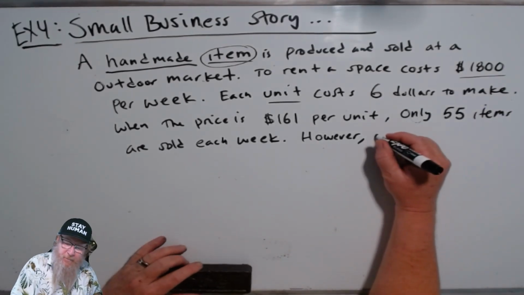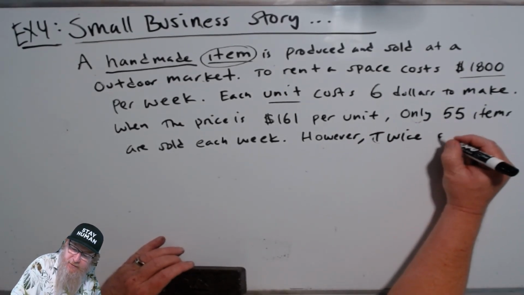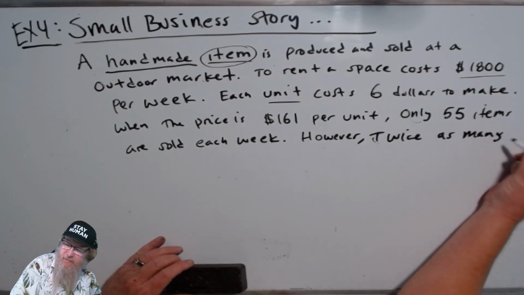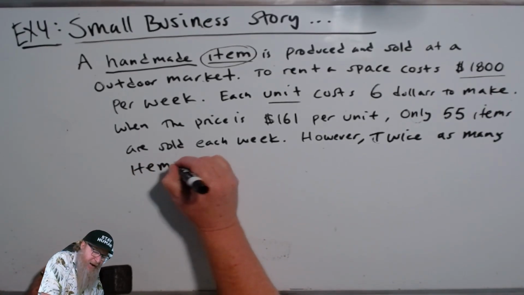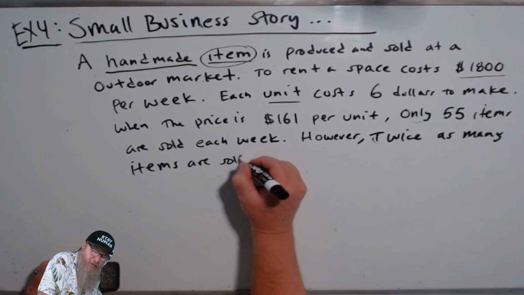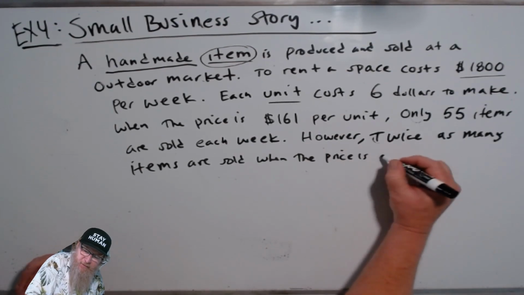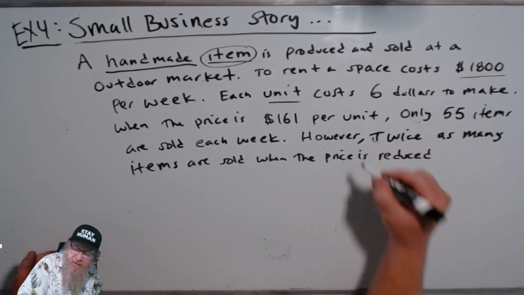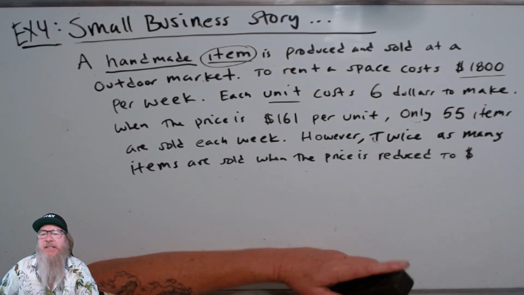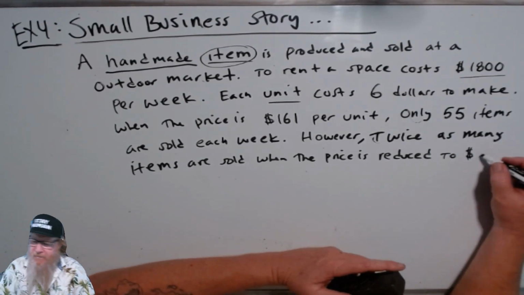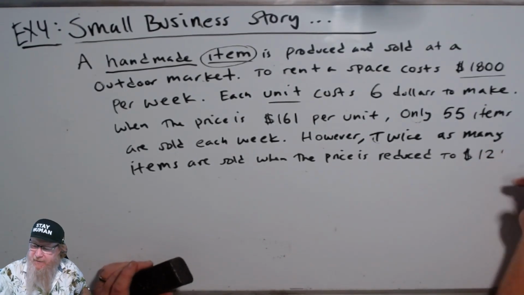So, twice as many items or units, I go back and forth, are sold when the price is reduced. This is what the folks tell me when I talk to them at the street fair or something. They say, yeah, I just kind of do it, and I just see what happens. So they'll lower it to say $128. I just made these numbers up, but it works out nicely in the story.